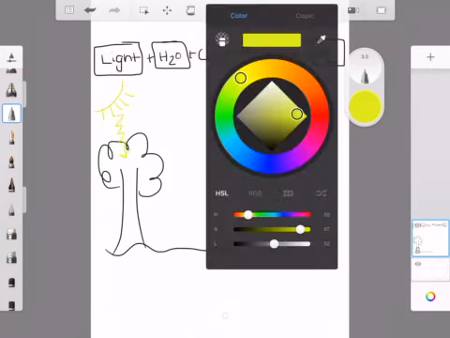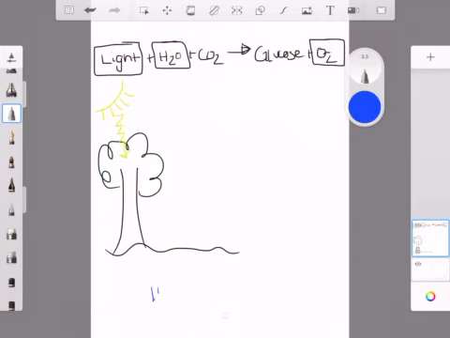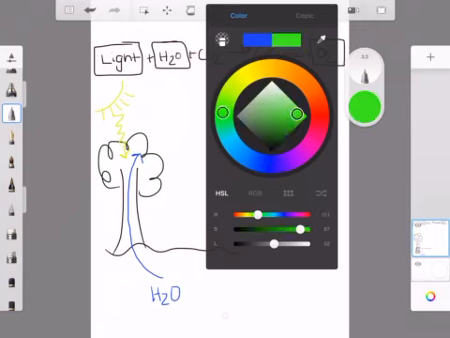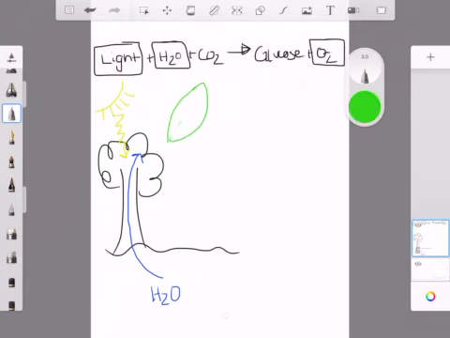And then where does our water come from? Our water is going to come from the ground. H2O, it's going to be picked up through the roots into our leaves. So our leaves are what's doing photosynthesis. Inside of our leaves, we have cells. Every living thing is made up of cells. In those cells, we have an organelle called the chloroplast.